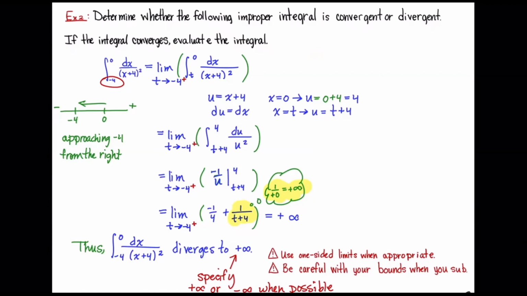So how do you know whether to use approaching from the right or from the left? Look at your interval on the original integral, and you can even put a little number line down like I did. So from -4 to 0, we're looking at values of x that are in between -4 and 0. And so as we're getting closer and closer to -4, but we have to stay on this interval, then we have to be approaching it from values that are bigger than -4.